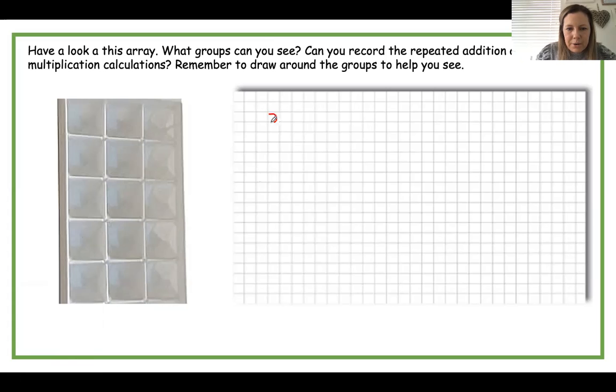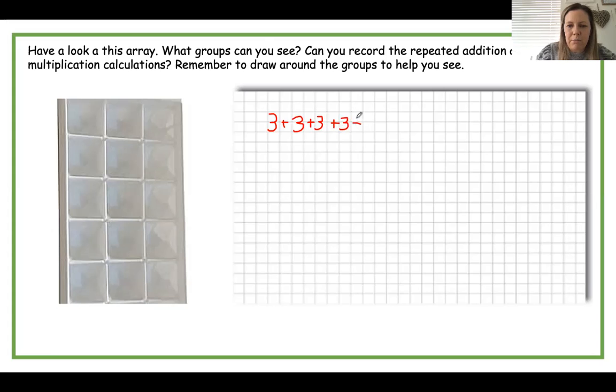Right, so I'm going to write three, add another three, add another three. Can you remember how many threes I've got to add all together? That's right, it was five, wasn't it?